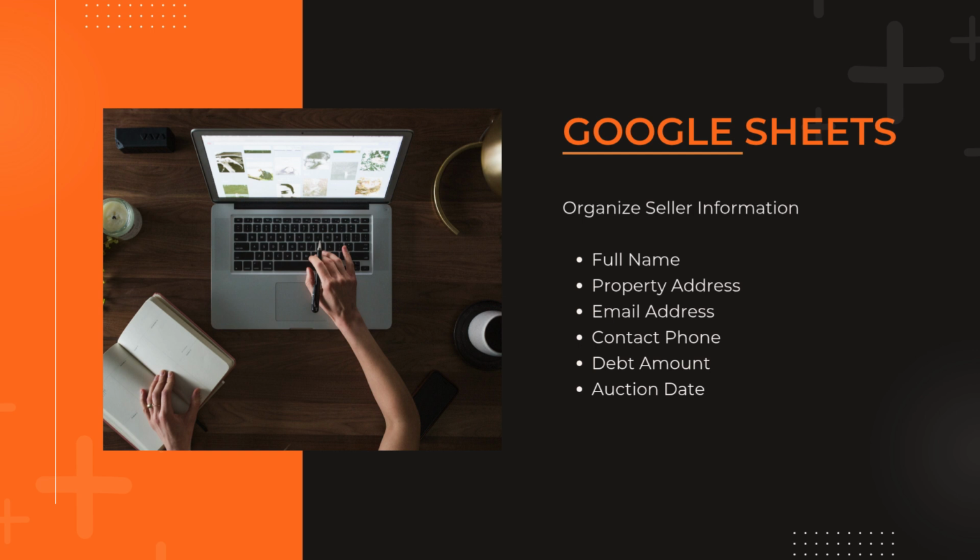Next is Google Sheets. This is where you spend most of your time. This is your free to use CRM for real estate deals. It's how you can make enough to buy a $250 a month system with the all in one setup that we rely on. Google Sheets will help you keep track of the following information: the full name, the property address, the email address, the contact phone number, the debt amount, and the auction date. This is all the crucial information that we really need in order to execute outreach.